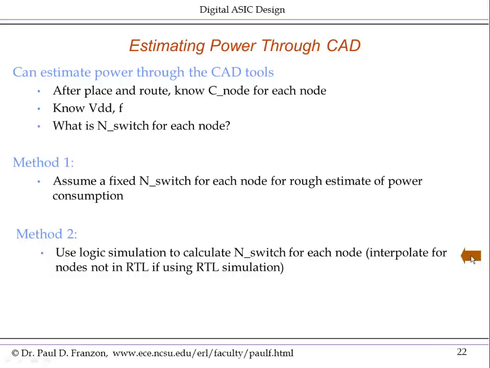To get power accurately, at least for a specific workload, you actually have to run the logic simulator, use that to extract N switch per node, interpolating that for nodes that are not in the RTL, and then back annotate that to a power calculator. And there are tool flows that support this as well.